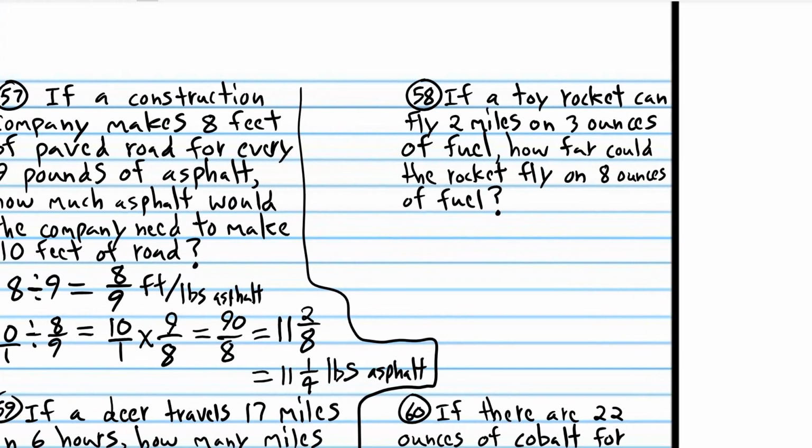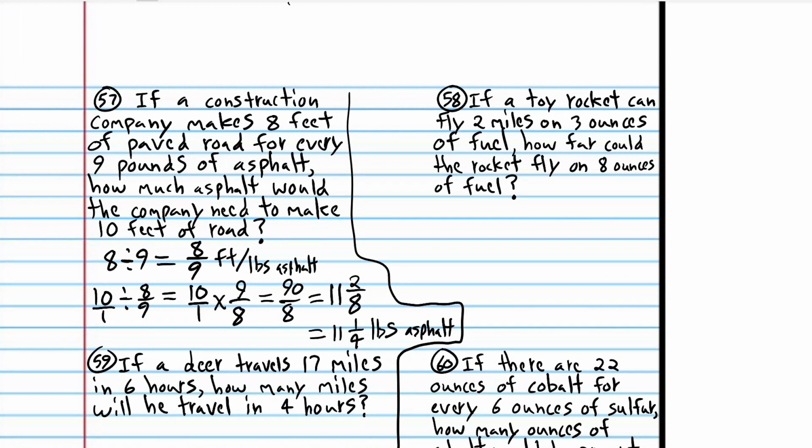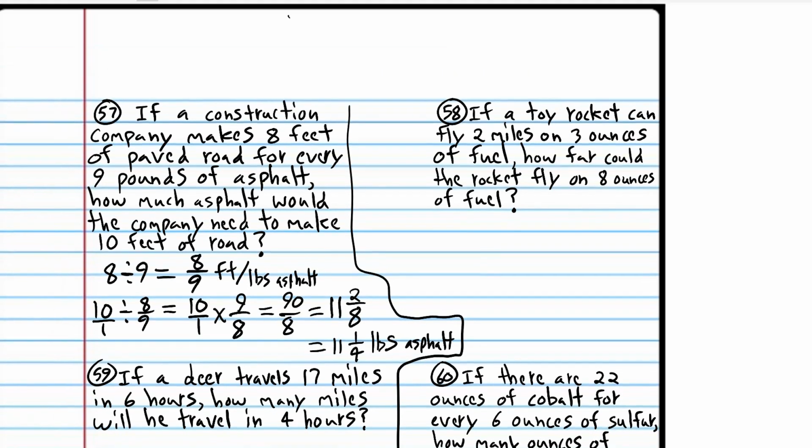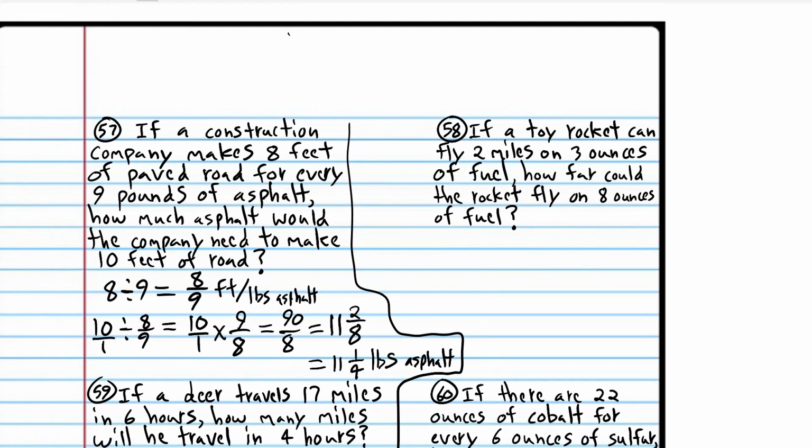All right, so number 58. If a toy rocket can fly 2 miles on 3 ounces of fuel, how far could the rocket fly on 8 ounces of fuel? Now this is another example where you're going to have to use a fraction. If you divide 2 by 3 and try to change it to a decimal, or find the unit rate as a decimal, then you're going to get a repeating decimal. So you're going to have to write it in fraction form.